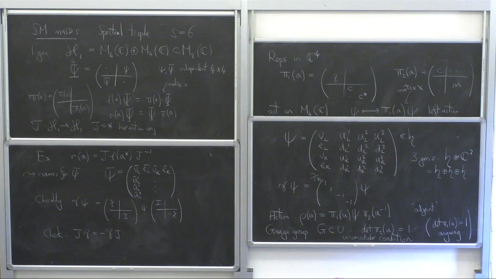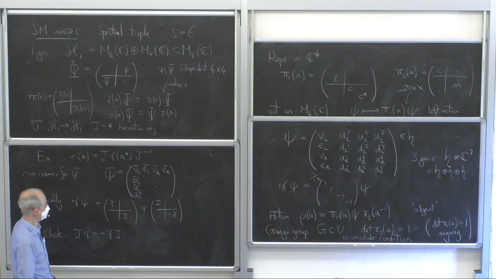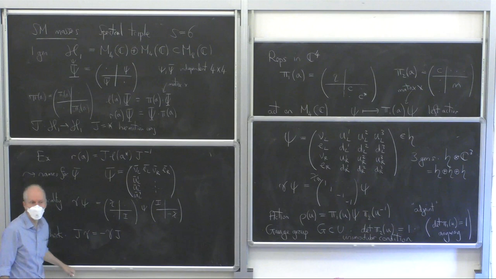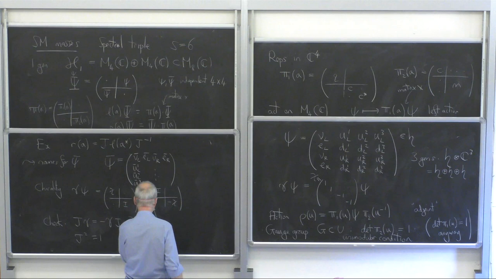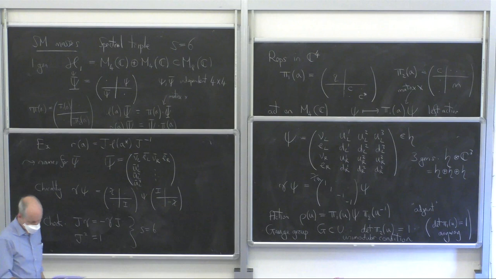In fact, that's kind of trivial, because this turns into that, but with a minus sign. And obviously you have J squared is 1, because J is Hermitian conjugation. And this is what we mean by KO dimension S equals 6, at least before considering the Dirac operator.